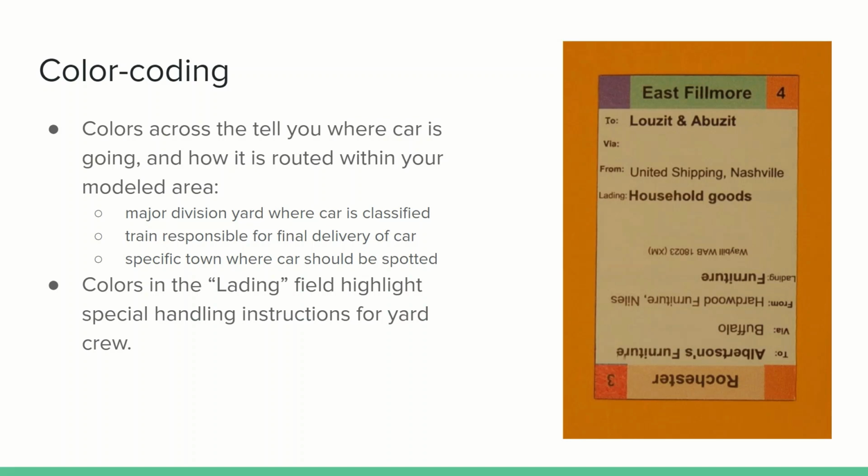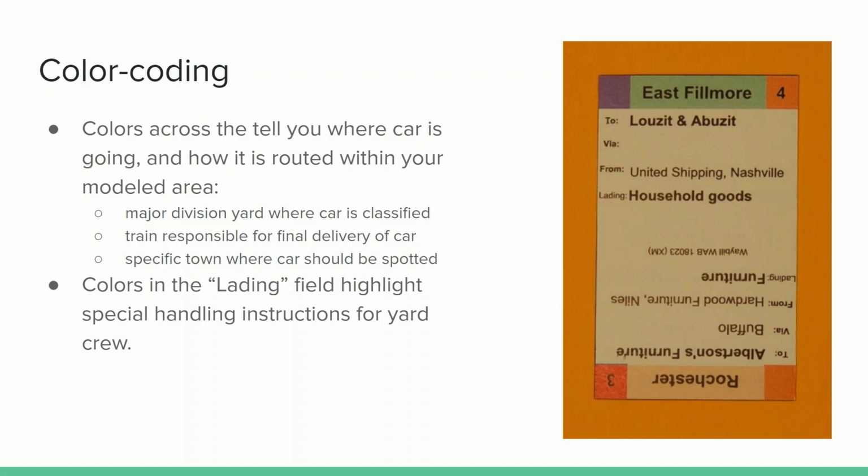So you can see these 3 different colors across the top of the car. Keep in mind that you're only going to see the top of the car showing, so the bottom half, the upside down half, won't even show when it's stuck into the car card. So in that top half, you see 3 different colors. The orange on the upper right is telling you that it goes to a particular division yard. The purple then tells you which train from that division yard it should be sent out on, and the green tells it which town it's going to.